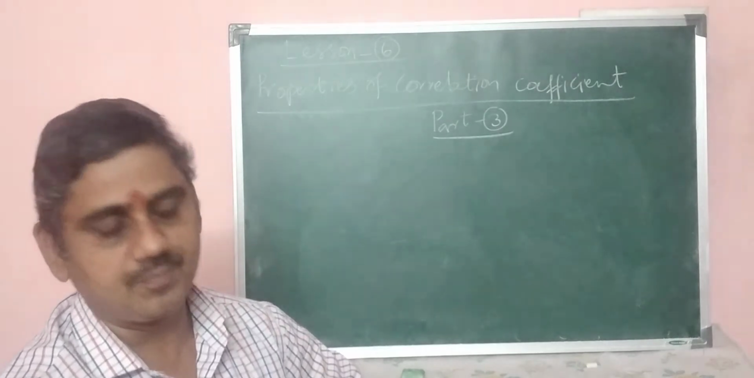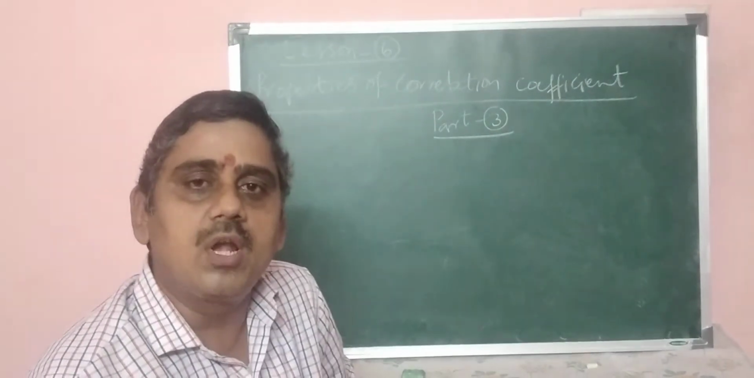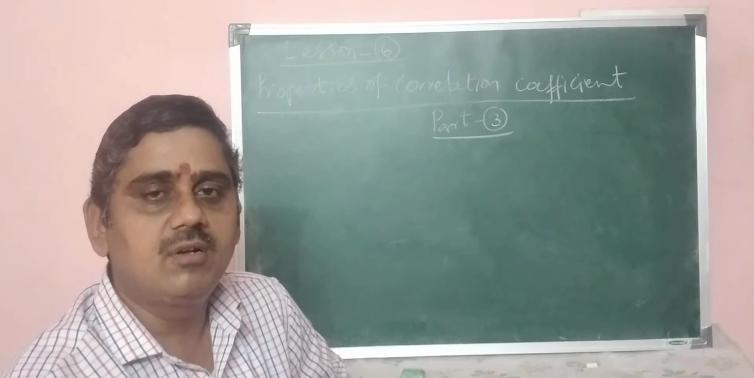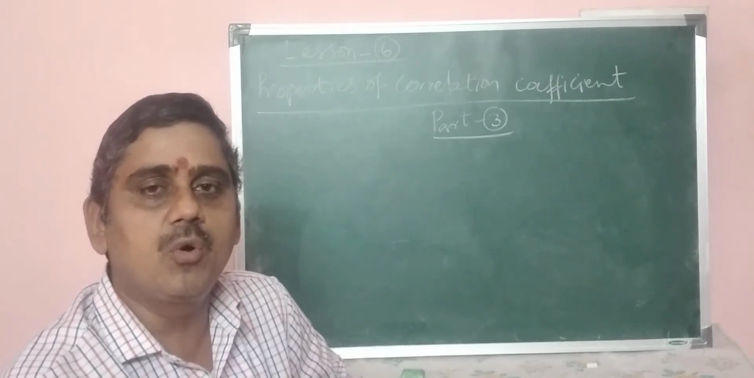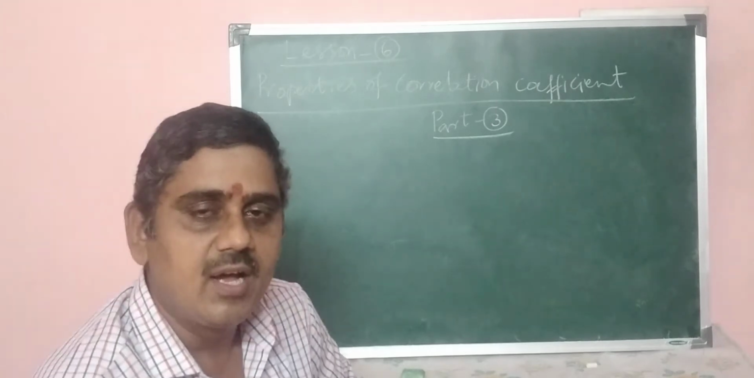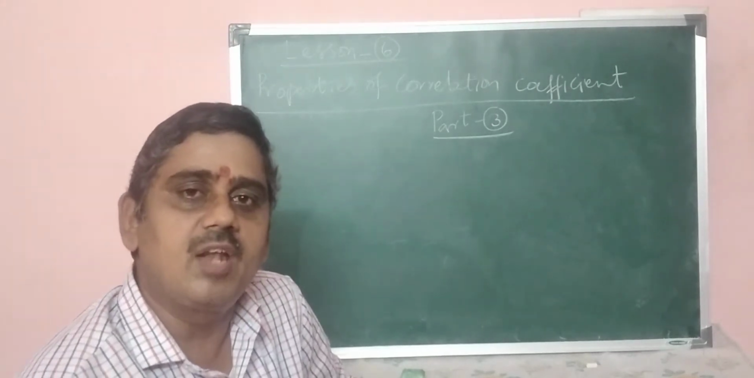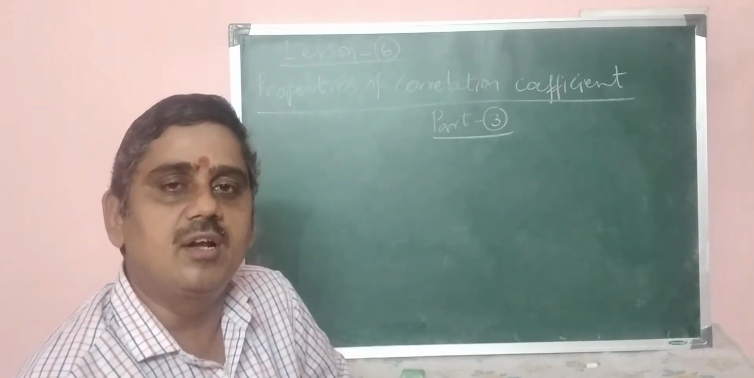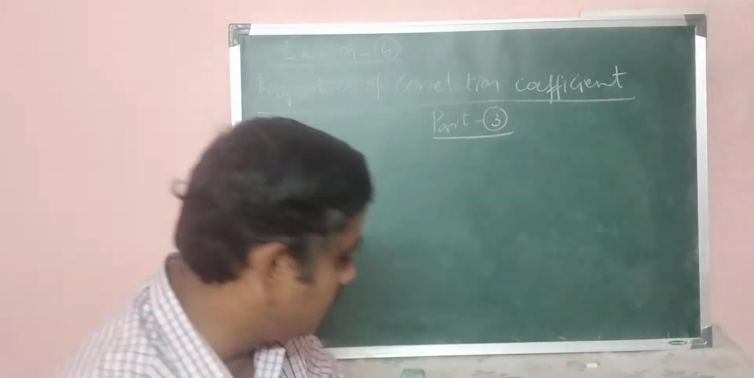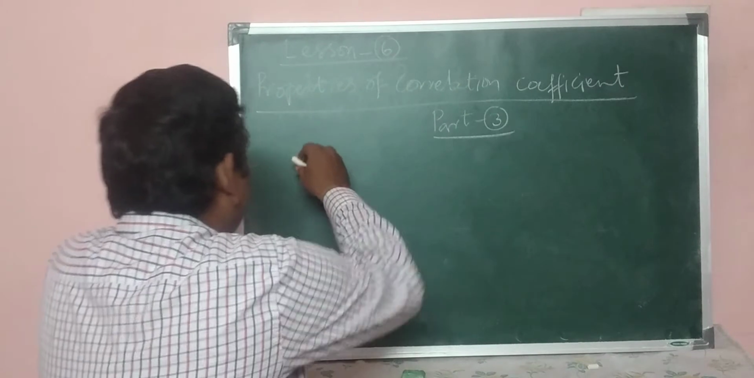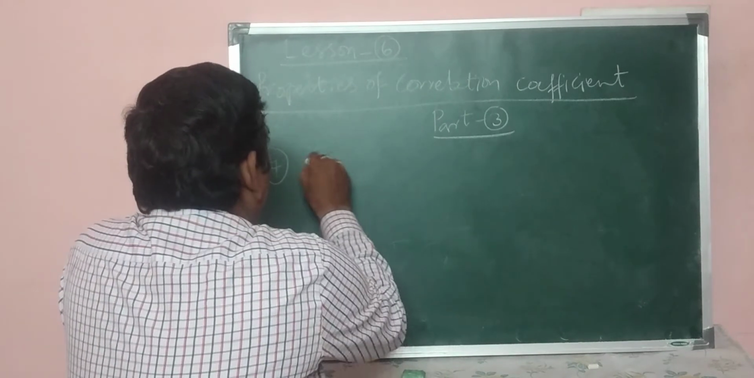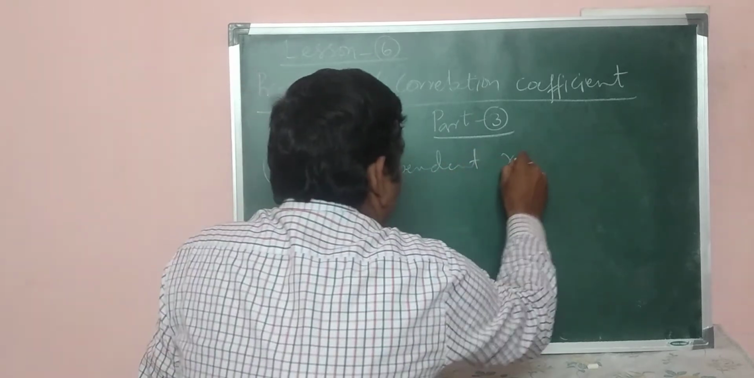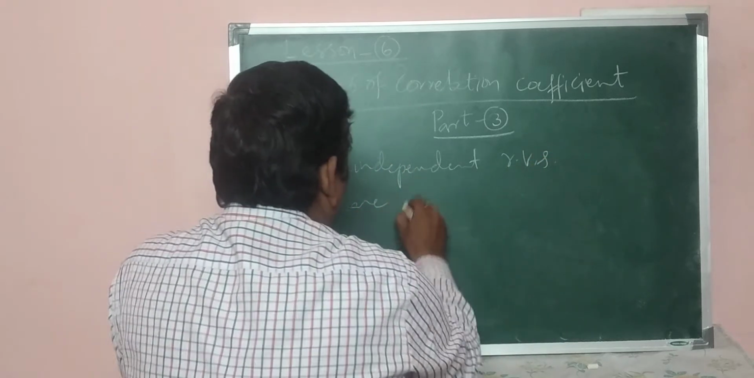That is the third property. And the fourth property, there is no correlation between two independent random variables. I state it in another way: two independent random variables are uncorrelated. That is the fourth property. Property number 4, independent random variables are uncorrelated.